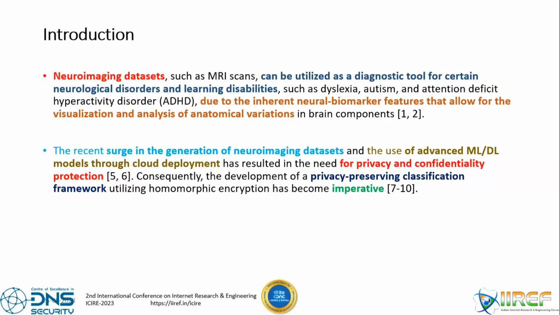And due to the sensitivity of these data sets, coupled with the recent increase in the generation of this kind of data sets and the deployment of advanced machine learning and deep learning models through cloud deployments, there is a need for privacy and confidentiality protection. Consequently, the development of a privacy-preserving classification framework using the concept of homomorphic encryption becomes imperative.